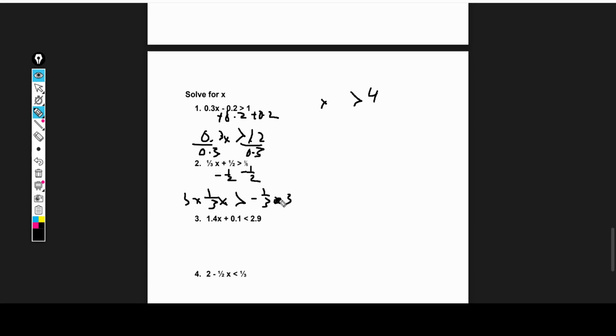I used the x as a times, so let's not do that. Alright, and then you end up with x is greater than negative 1. And that is our answer. X is greater than negative 1.